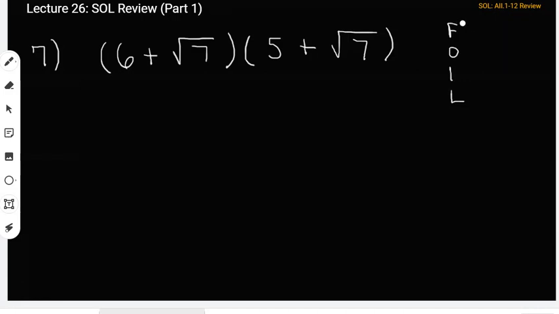So what does FOIL stand for? First, outer, inner, last. So let's multiply the first 2 terms. That's going to be the 6 and the 5. If I multiply those together, I get 6 times 5, which is 30.